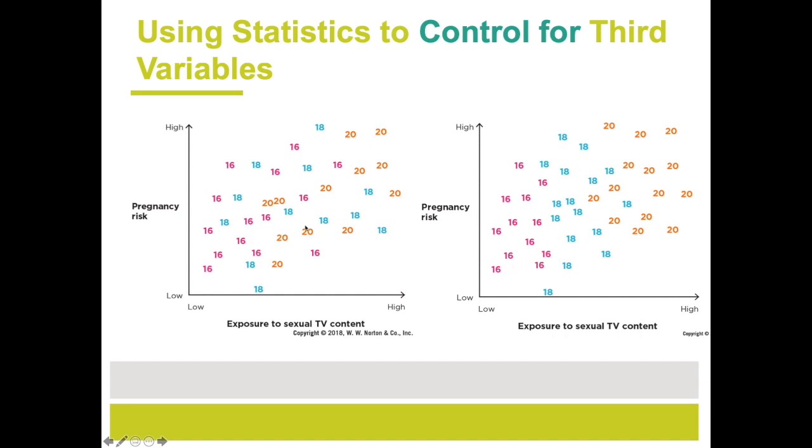Over here, there is no relationship there. 16-year-olds aren't any less likely to get pregnant and they're not any less exposed. So in this case, age might explain this positive relationship between exposure and pregnancy risk. It may have nothing to do with exposure at all. It might just be age. In this situation, it doesn't look like age impacts it at all. It could just be the exposure to sexual TV content.